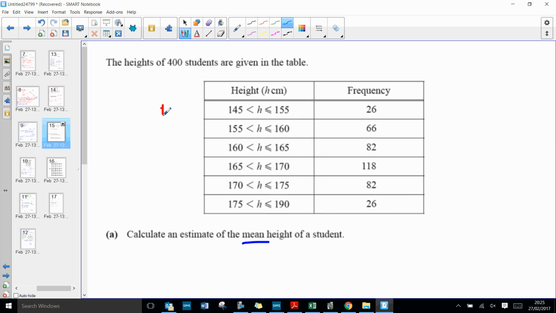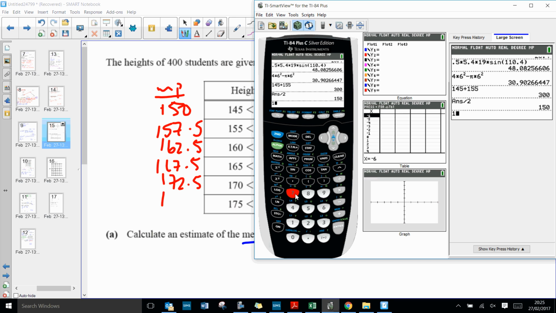So I'm going to put midpoints here. This will be 157.5, 162.5, 167.5, 172.5, and then, ooh, that's not as easy. 175 plus 190, divided by 2, is 182.5.